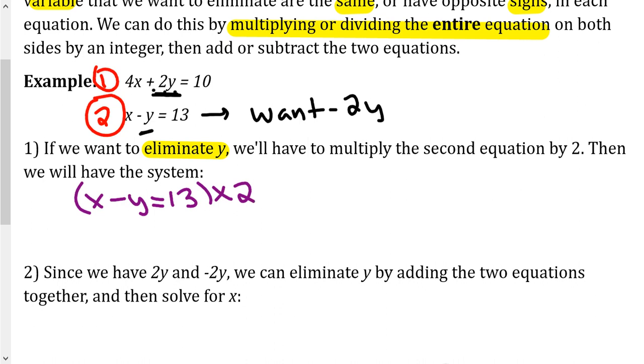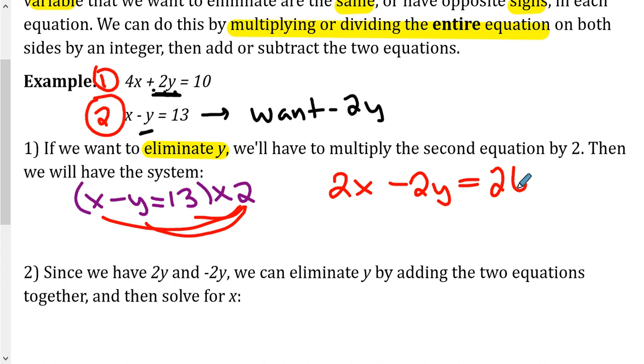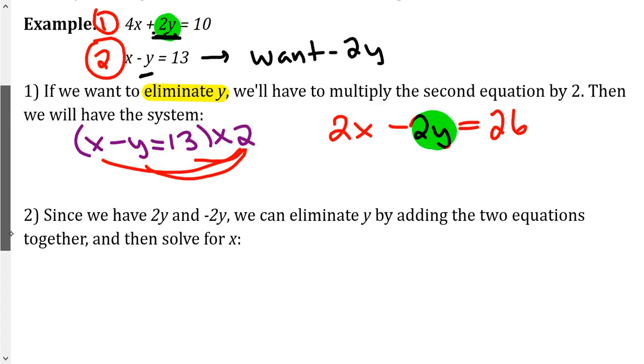Because what's going to happen is I'm going to get 2 times x, so I'm going to get a 2x. I'm going to get 2 times that minus y, I'm going to get a -2y. 2 times 13 means I have equals 26, right? Everything has to double, or else I can't say the left side and the right side are still equal. So now we see that we have a -2y from the second equation and a +2y from the first equation.